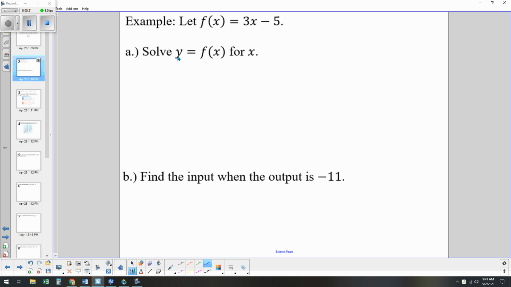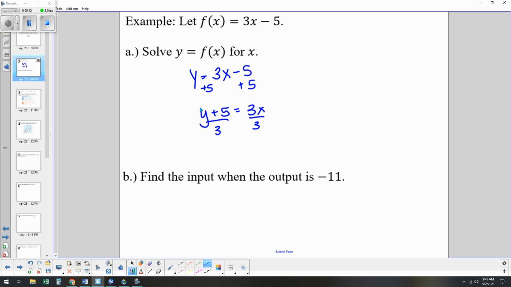So first, I'm going to change the f of x into y. So we have y equals 3x minus 5. And if I want to get x alone, I would get rid of 5 first. So now I have y plus 5 equals 3x. And my last step to get x alone would be to divide by 3.